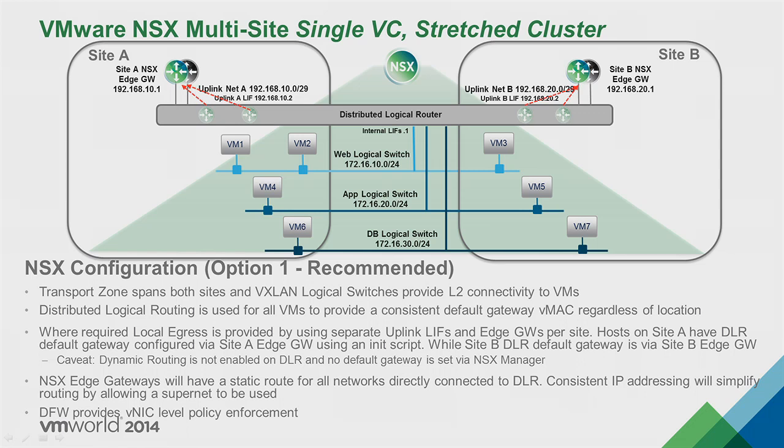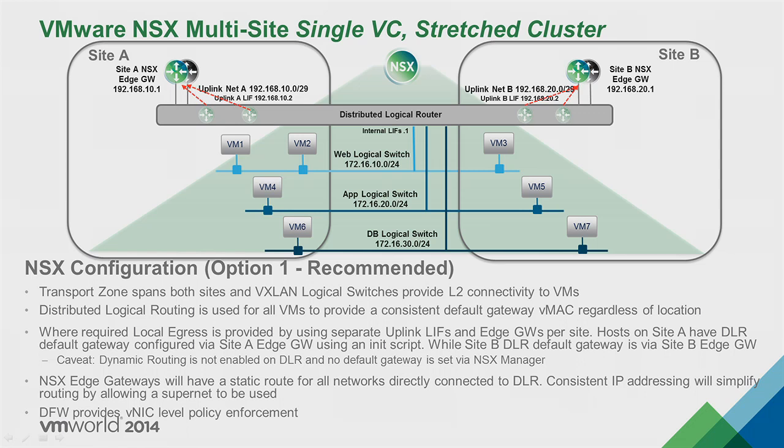So this obviously keeps the north-south traffic off the data center interconnect. But one caveat here is that, given that we need to set that gateway using an init script on the distributed router, we cannot enable dynamic routing, and we don't set a default gateway in NSX Manager, because we don't want to overwrite that site-specific gateway. Obviously, if you don't have a requirement for local egress, then these requirements go away entirely.